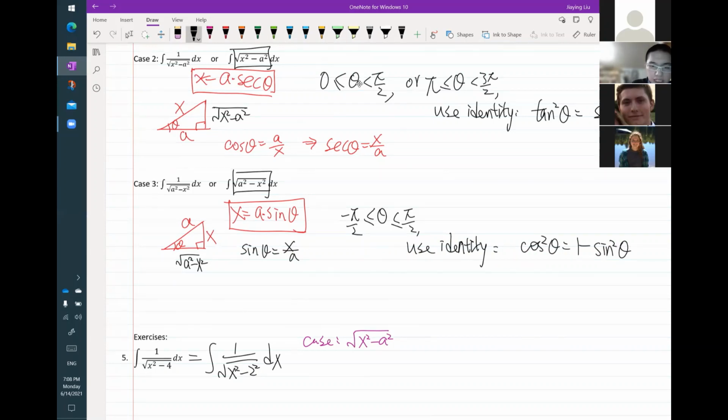So if we have this case, what I'm going to do is draw a triangle. I'm going to call this theta. And I'm going to label the hypotenuse x, the bottom leg a, and then this becomes the other leg. A here is just 2, so we have square root of x squared minus 2 squared.